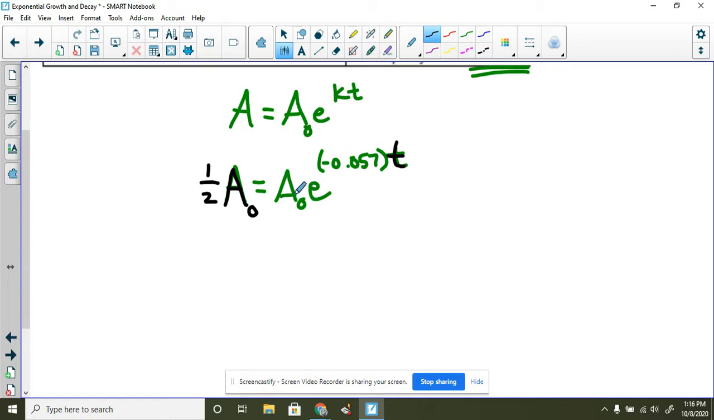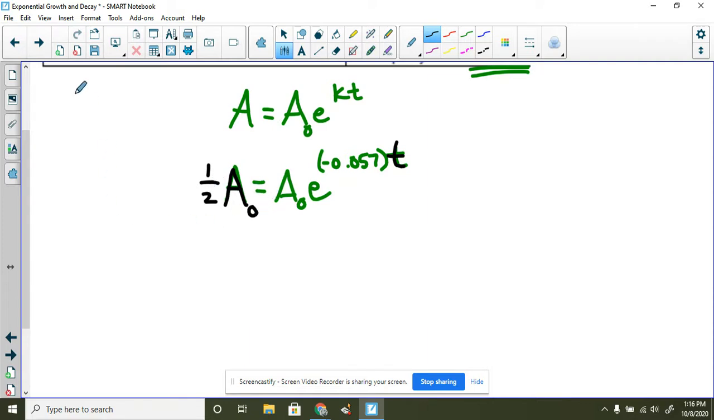This is how much I start with, no matter how much I start with. If I start with 5, this would be 2.5. If I start with 10, this would be 5. If I start with 1,000,000, this would be 500,000, right? The half-life is the time it takes for however much I start with to decrease by half. All right. So I can express this amount as half of what I started with.